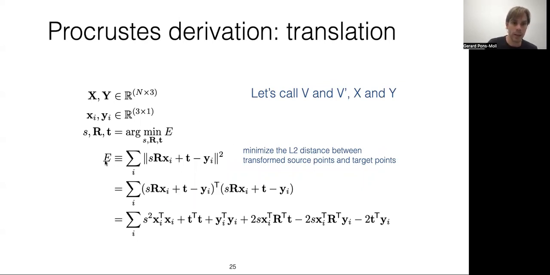So we have this objective function E, and we can write this sum of point squared distances, L2 distances between points, in vector form as follows. We have this difference vector transpose times the vector. That's exactly the same as the norm squared. And so we develop this term by multiplying each element with each element, and we obtain this expression over here.